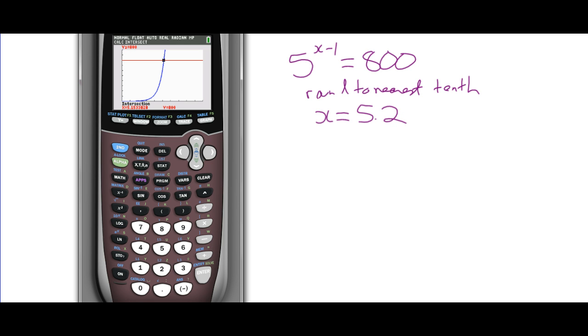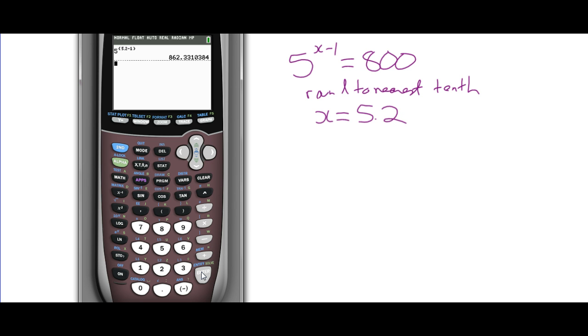Okay, you want to check this, you just go 5 to the power of 5.2 minus 1. Now, what do I expect to get out of this when I hit enter? Am I going to see exactly 800? I rounded to the nearest tenth, so I'm not going to see exactly 800, right? I'm going to see something close. Should be ballpark 862, right? It's rounding to the nearest tenth.